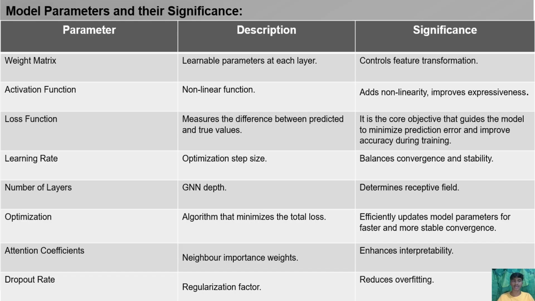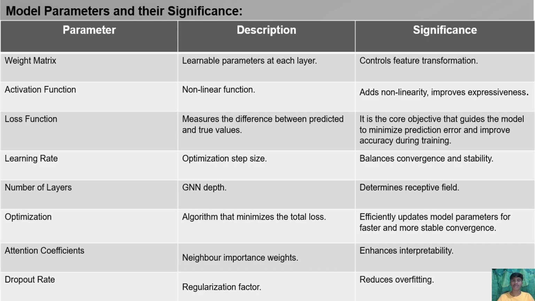Attention coefficients. Attention coefficients are used in GNNs like GAT. They assign weights to neighbor nodes, helping the model focus on the most important relationships, which improves interpretability, learning, and quality. Dropout rate. Finally, the dropout rate is a regularization factor that randomly drops neurons during training. This prevents the model from memorizing patterns and reduces overfitting, improving generalization on unseen data.